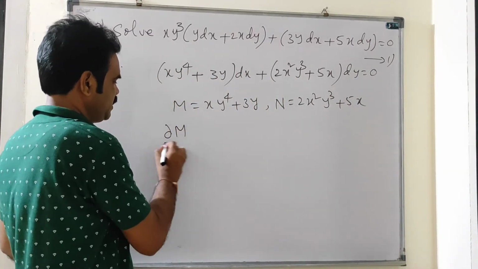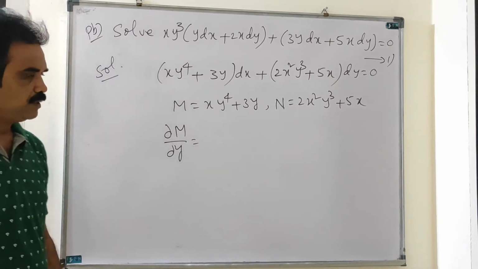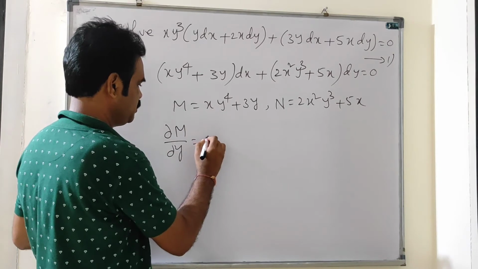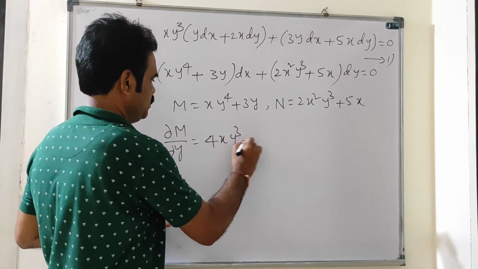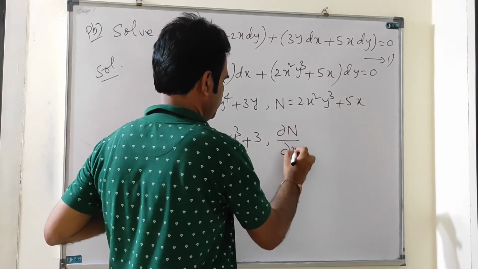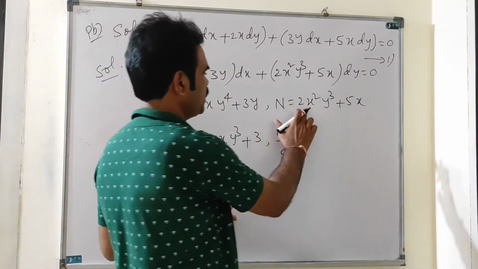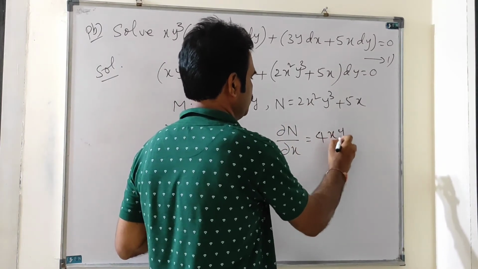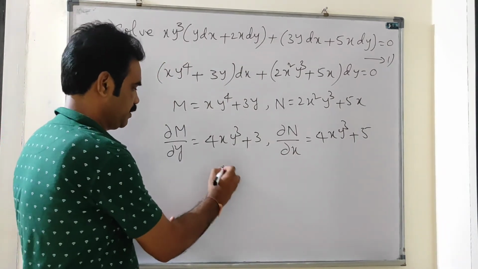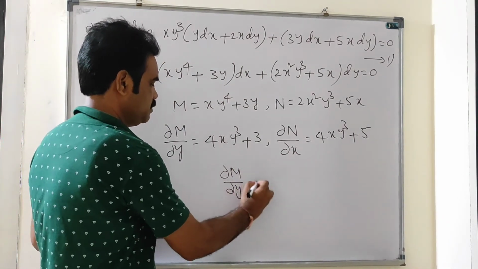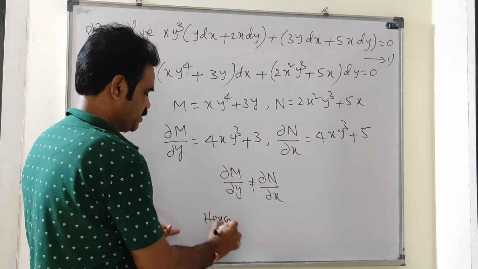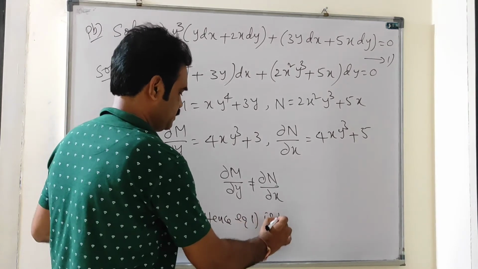Check whether it is exact or not first. Dou M by dou y, the partial derivative of M with respect to y: y power 4 derivative is 4y cube, that means 4xy cube, plus the derivative of 3y is 3. Dou N by dou x, with respect to x derivative, is 4xy cube plus 5. Now these two are not equal. Dou M by dou y is not equal to dou N by dou x. Hence the given differential equation, equation 1, is not exact.